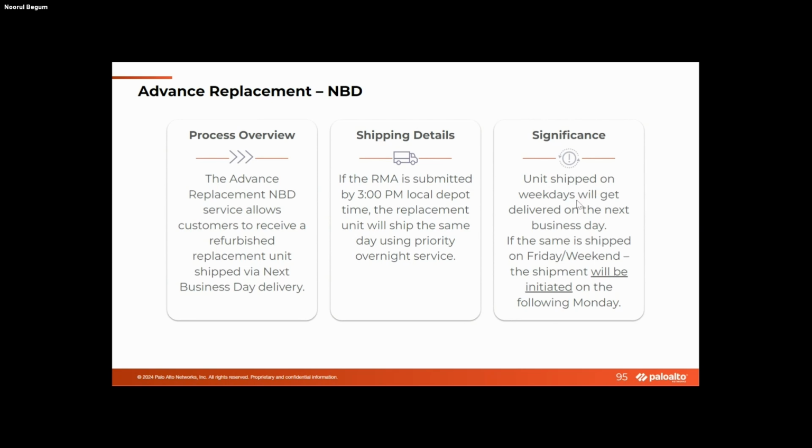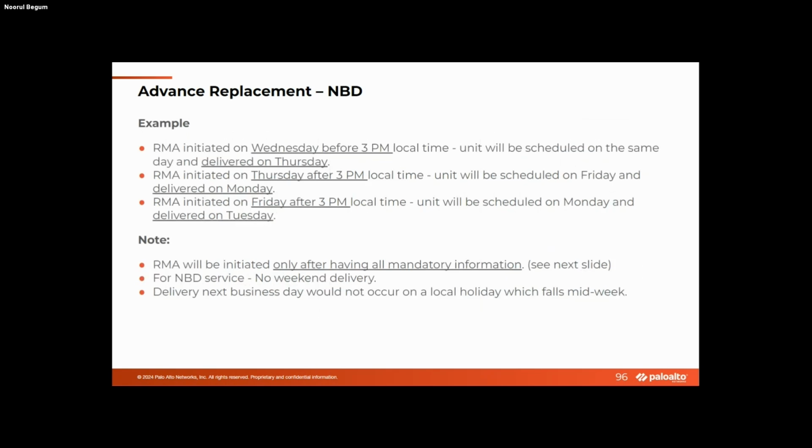More details on this advanced replacement, with some examples. An RMA initiated on Wednesday before 3 p.m. local time, and all RMAs are based on local time, is processed before local 3 p.m. The unit will be scheduled on the same day and delivered on Thursday. For an RMA initiated on Thursday after 3 p.m. local time, the unit will be scheduled on Friday and delivered on Monday.